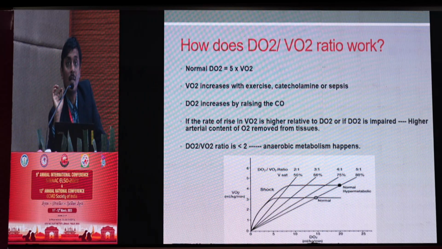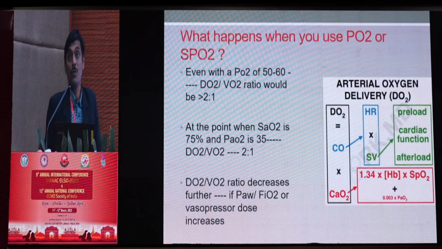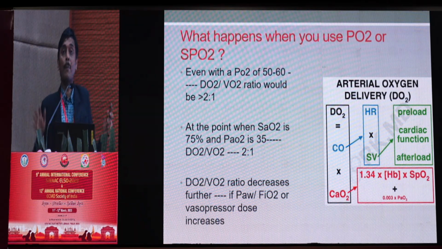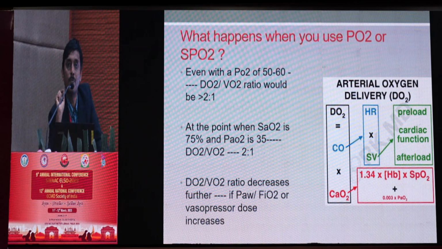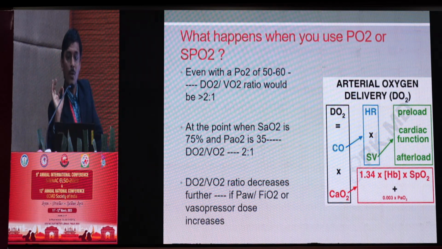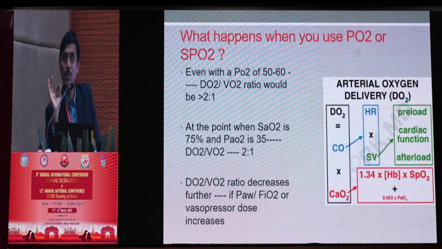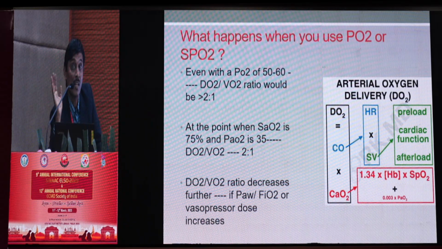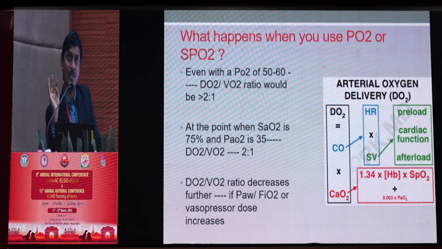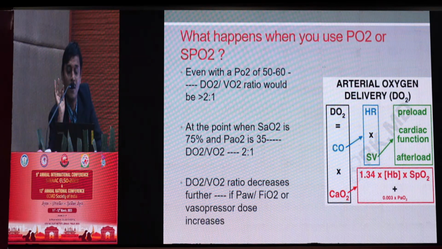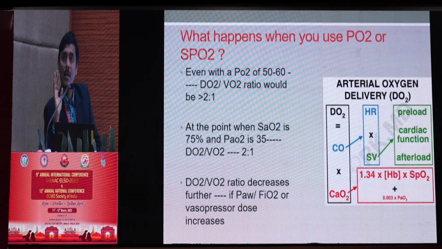At a point where the DO2 by VO2 ratio is less than 2, anaerobic metabolism happens. So coming back to the question, what happens? Let us say in this scenario you stick to your PO2 and SPO2 values and do what you normally do. You have to understand that even with a PO2 of 50 or 60, your DO2-VO2 ratio would still be more than 2:1. There is no need to change any of this patient's settings. At a point where your saturation hits 75 or your PO2 is around 35, the DO2-VO2 ratio is around 2:1. You have reached the tipping point, and that's probably the time to react.